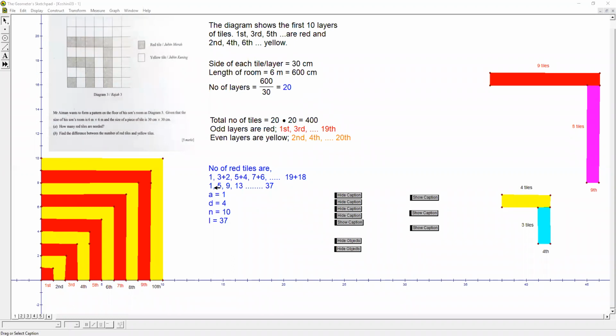So if it's an arithmetic progression, what is the first term? First term is 1. What is the common difference? Common difference is 4. How many terms are there? 20 layers, 10 red and 10 yellow. So altogether for the red tiles, there are 10 layers. And the last term, L, is 37.